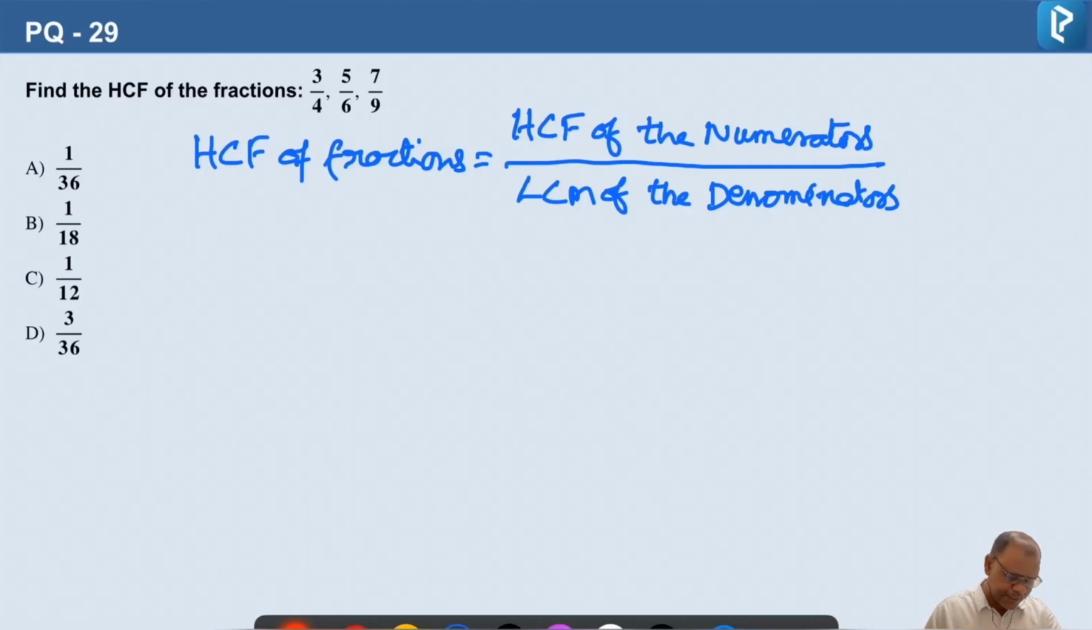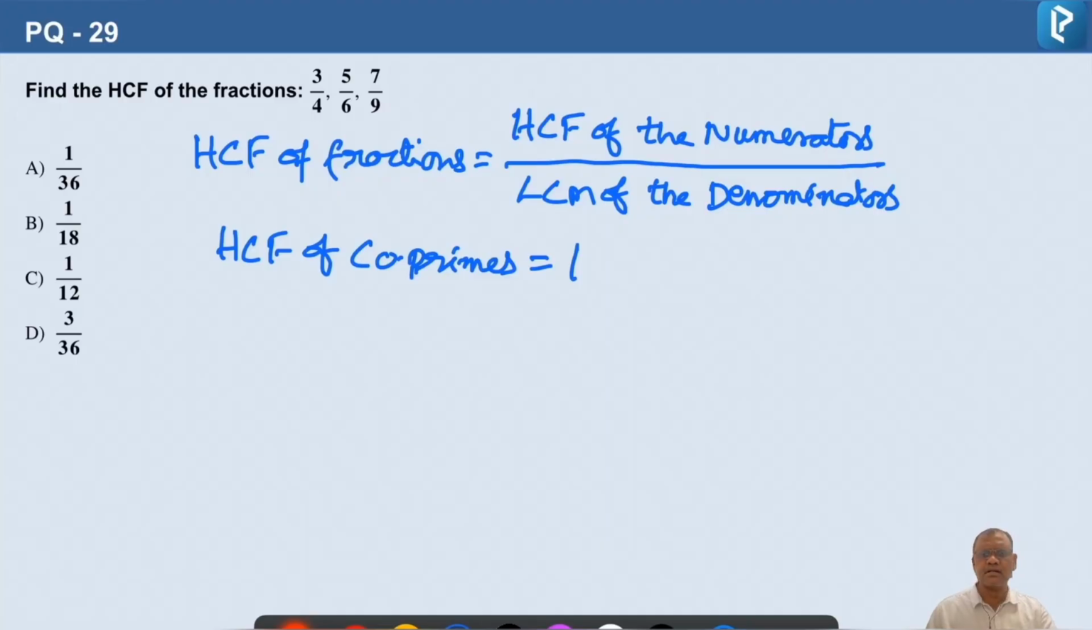So the numerators are 3, 5 and 7. All the 3 are co-primes. So for co-primes, HCF is 1. For co-prime numbers, the common factor is only 1. So their HCF is 1.